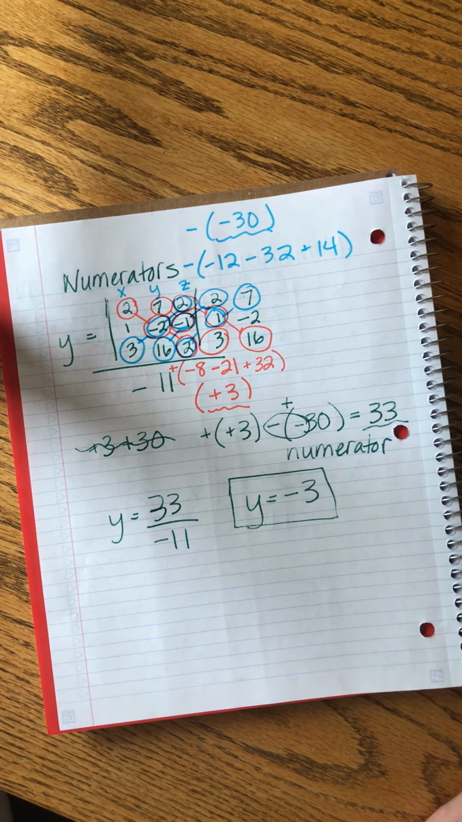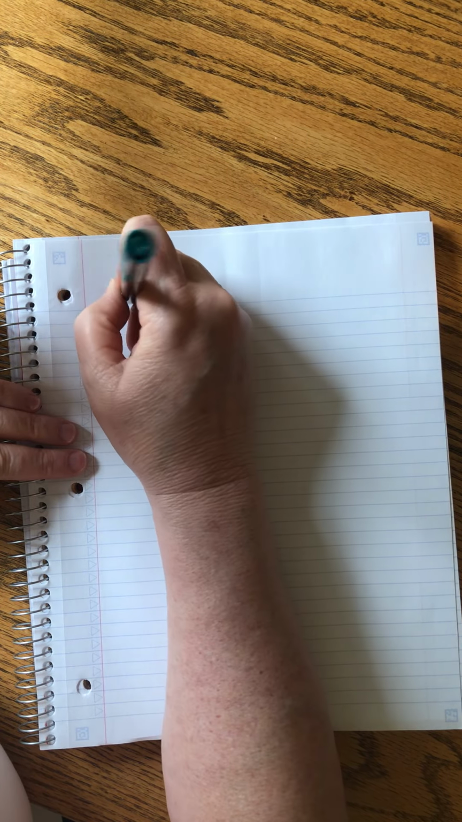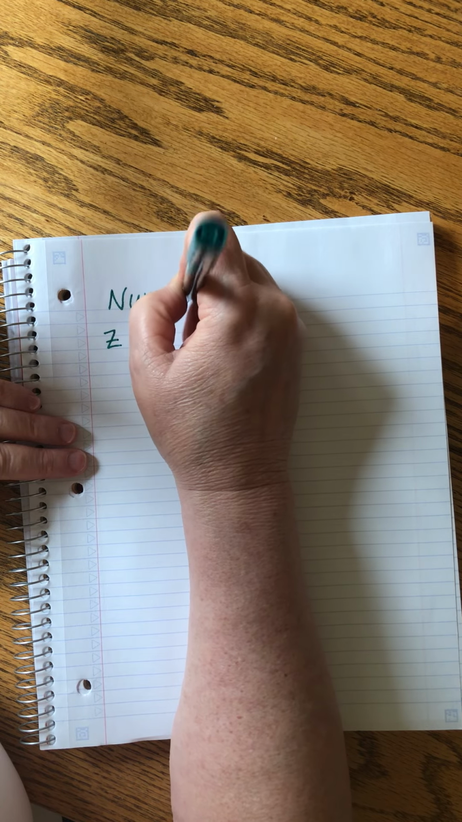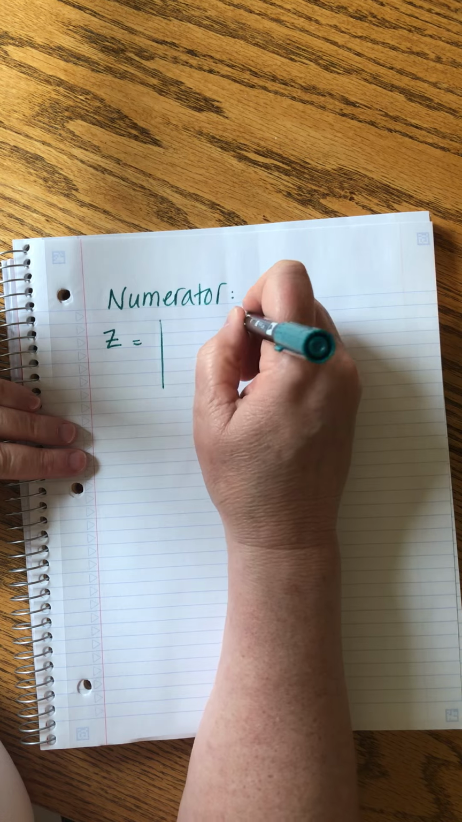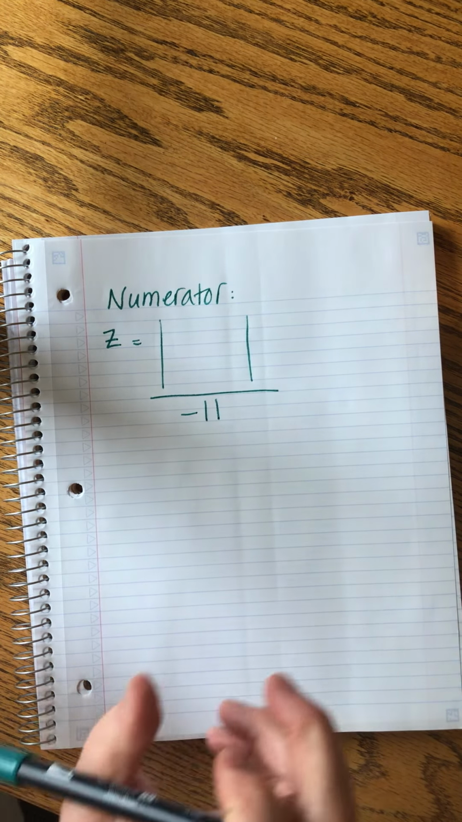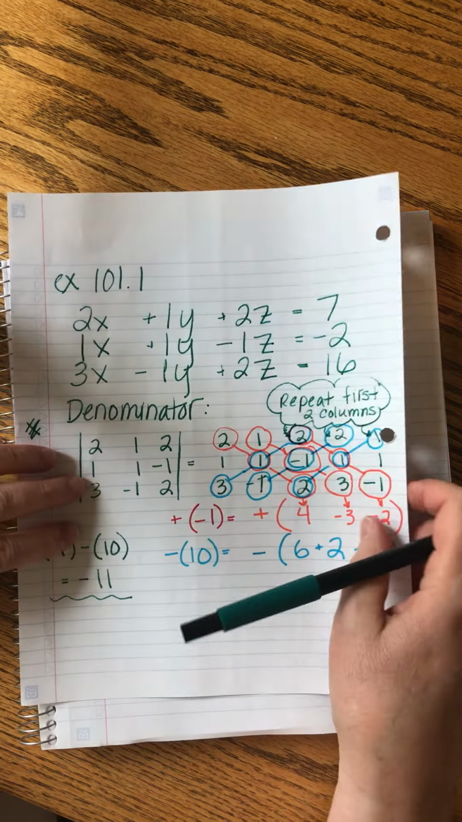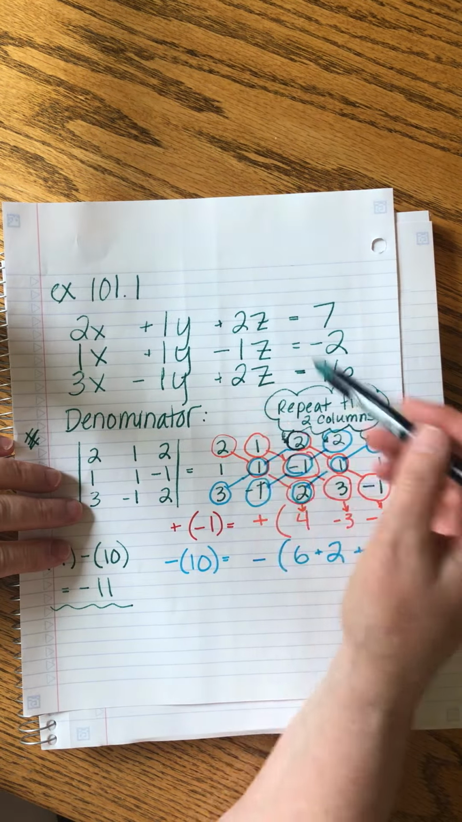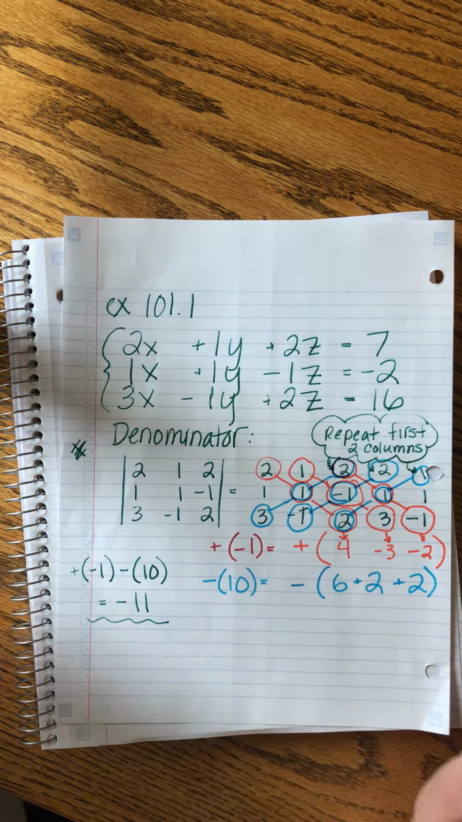Okay, so we've solved for x, and we solved for y, and now we need to go one more time and solve for z. And that is going to be that thing over 11, minus 11. That's our denominator. We're still keeping that. Here's our original system of equations. You know what? I never did this, and that just bothers me terribly.